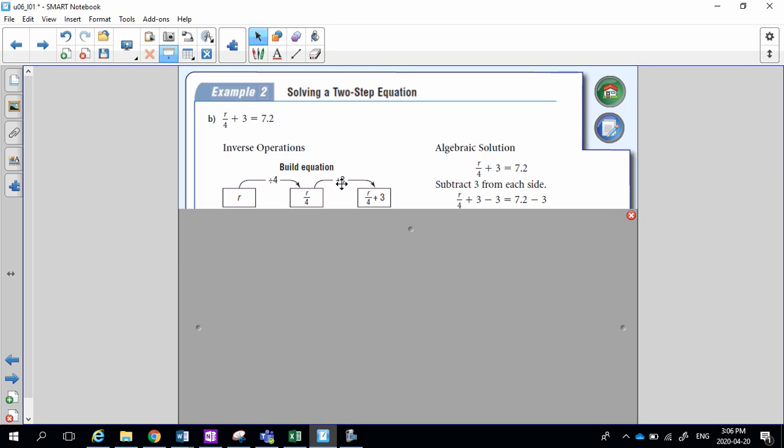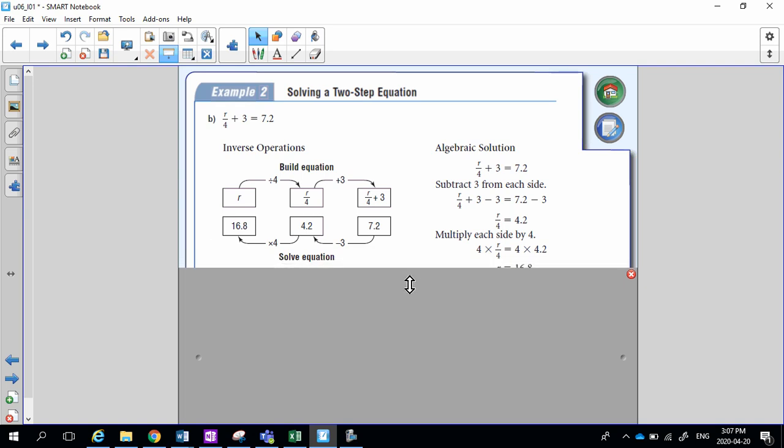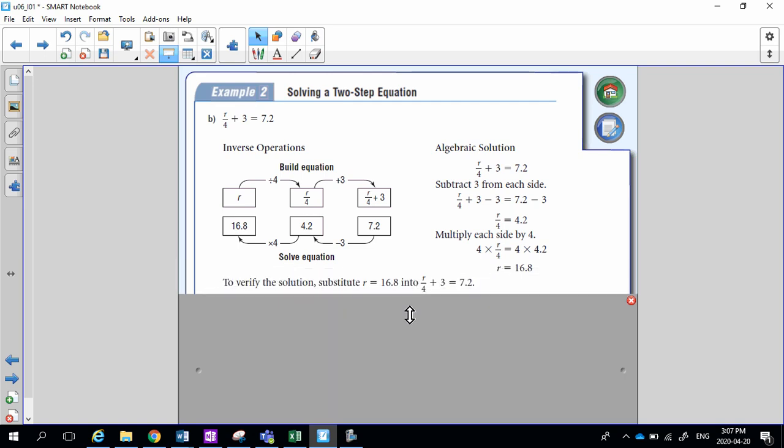Then we're going to do the opposite of that. So plus 3 turns into minus 3. Divided by 4 turns into multiplied by 4. Let's see what happens. Amazing. Okay, so minus 3 times 4. We're going to do that, get our answer. There it is, 16.8.